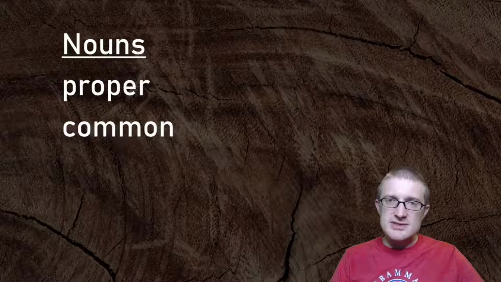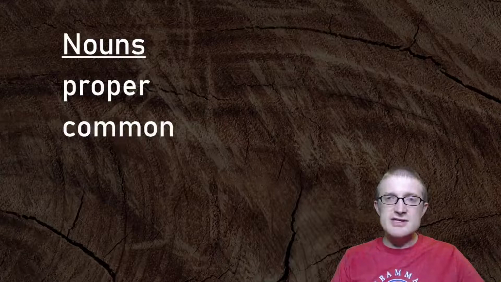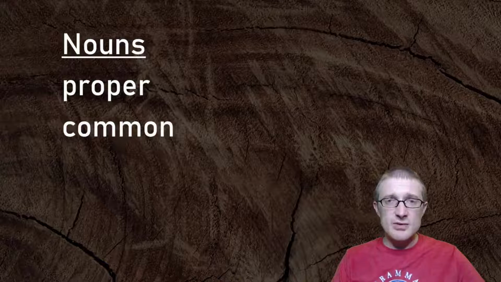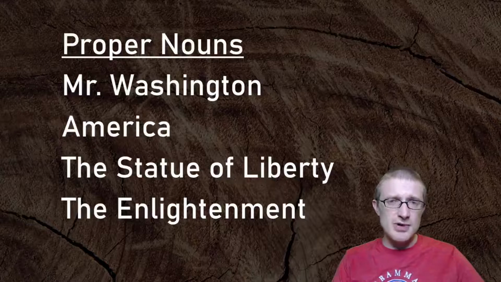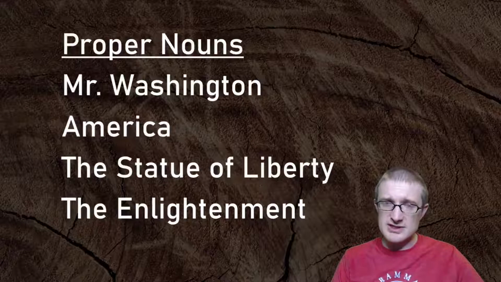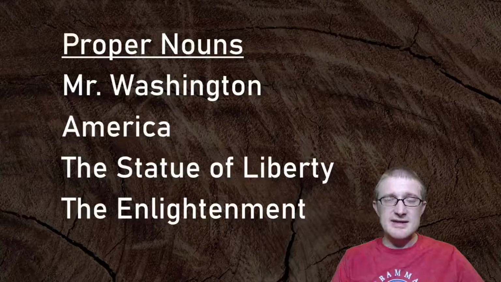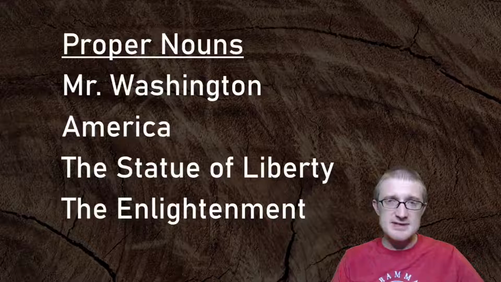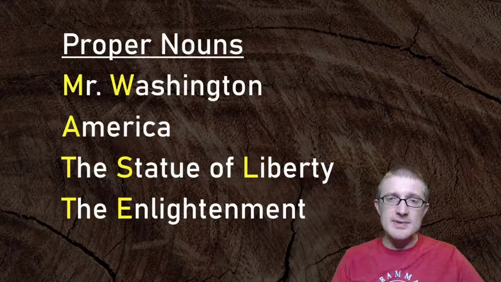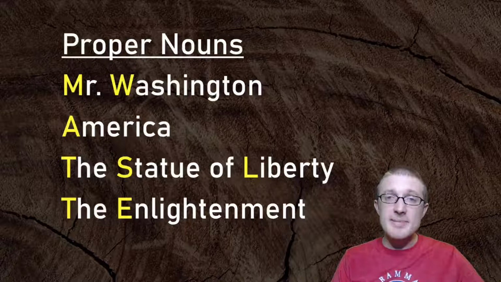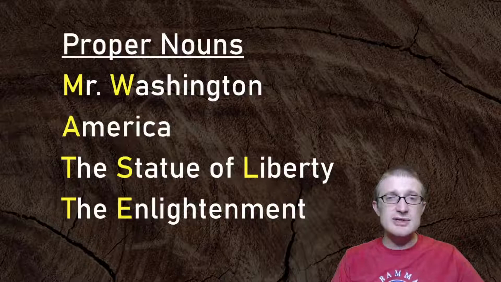Now, all nouns in English are proper or common. These are just fancy words for names and not names. So proper nouns are things like Mr. Washington, America, the Statue of Liberty, and the Enlightenment. These are all special names of people, places, and things, and so we write them with a capital letter at the beginning, a big letter at the beginning. Proper nouns are just special names.